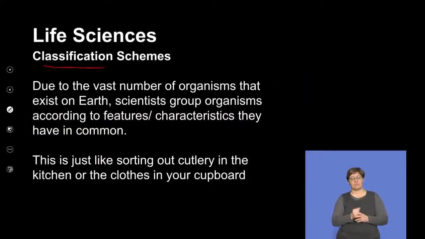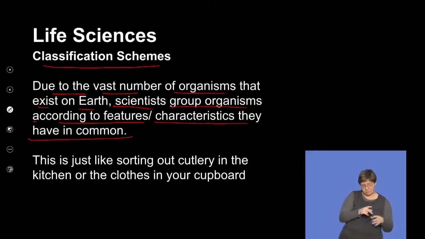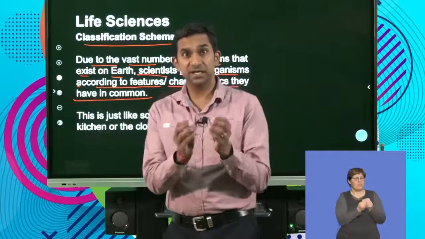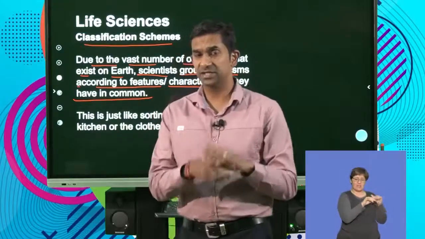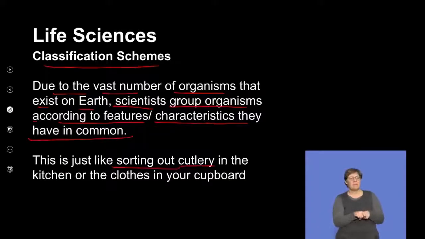So let's look at the concept of what classification schemes are. Let's understand that due to the vast numbers of organisms that exist on Earth, scientists group organisms according to features or characteristics they have in common. And that's fundamental to any classification group. We put organisms or objects together based on specific characteristics or features. It's like basically sorting out cutlery in the kitchen or clothes in your cupboard.